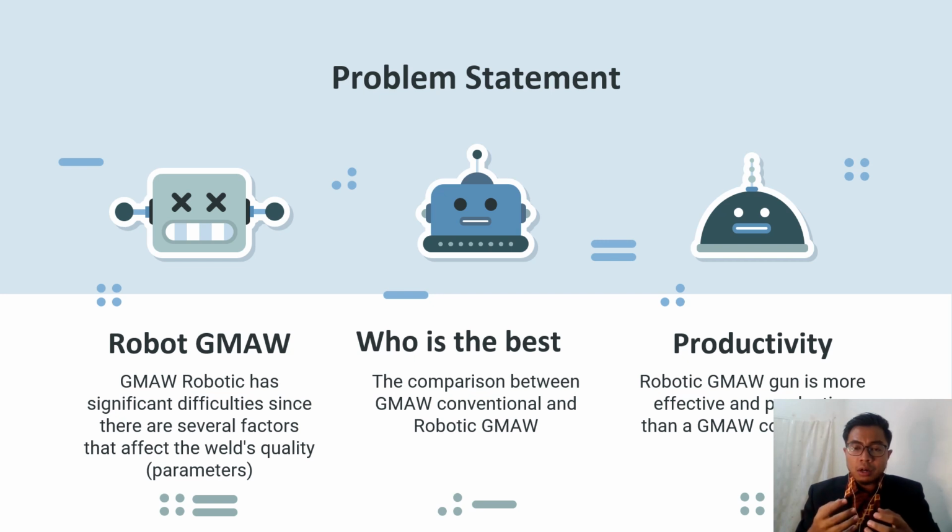Next, the problem statement for this research is also productivity. Robotic GMAW is more effective than conventional welding because nowadays we can see robotic GMAW is used worldwide in the industrial welding industry.